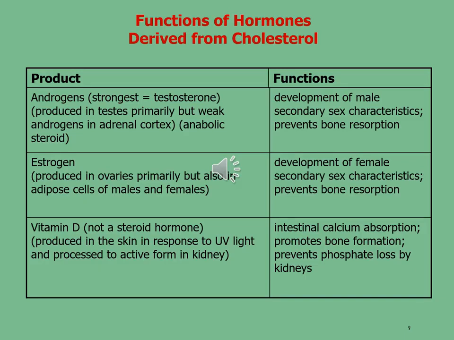The third hormone is vitamin D, not a steroid hormone, produced in the skin in response to UV light and processed to active form in the kidney. It is used in intestinal calcium absorption, promotes bone formation and prevents phosphate loss by the kidneys.